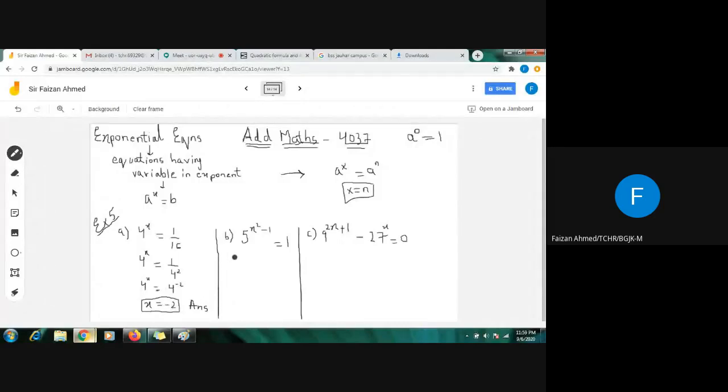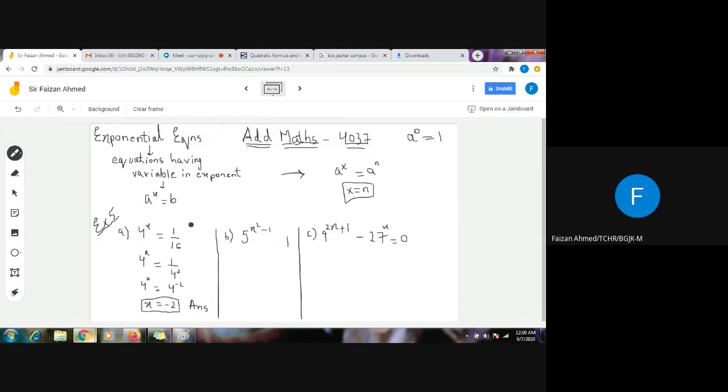So now moving on to the next question, we have 5 to the power x square minus 1, and we have 1 on the other side. We'll be sticking to our action plan. The action plan is the same. The action plan says that we have to make the bases on both the sides equal. We cannot convert this 5 into 1, but we know that we can write it in such a way that we can make 5 into 1, and I can use the law of indices.